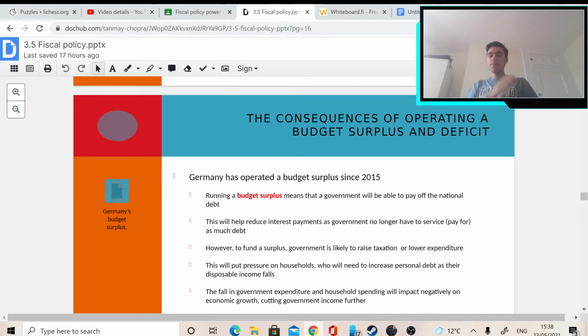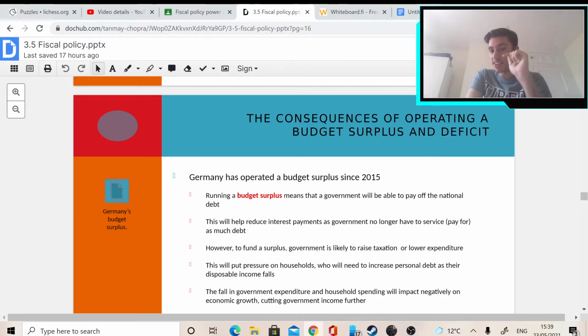So now they want to repay this money. They have more money, they can repay it. So it favors their balance of payments. So it improves their balance of payments. However, to fund a surplus, government is likely to raise taxation or lower expenditure, which will have consequences.